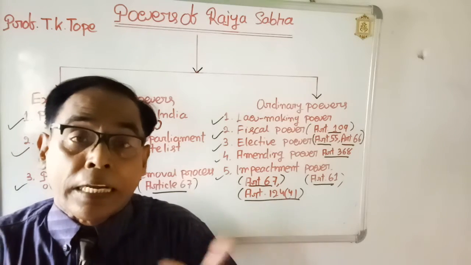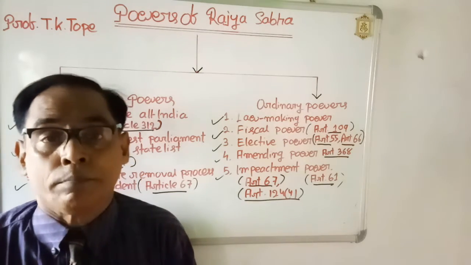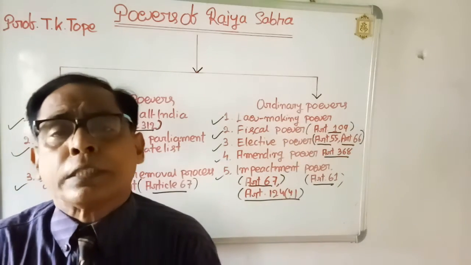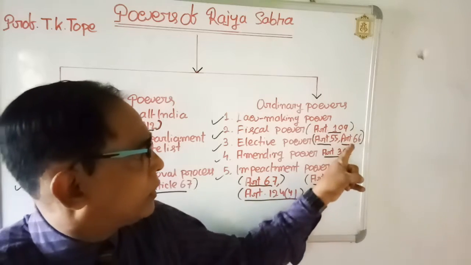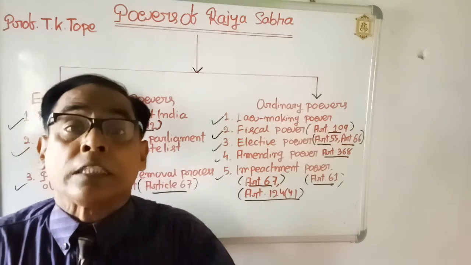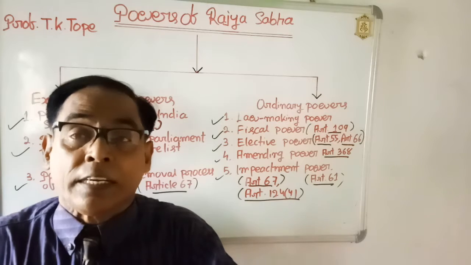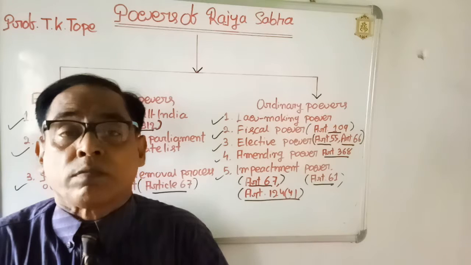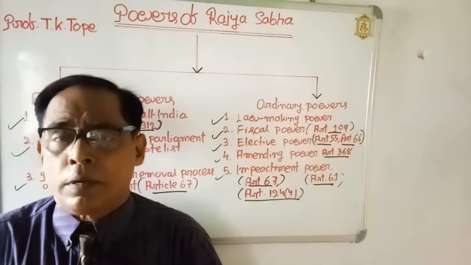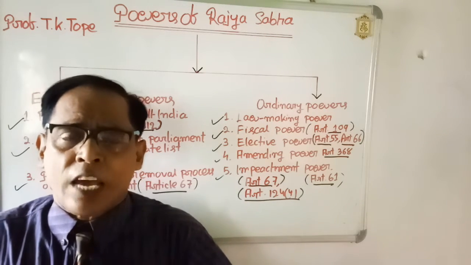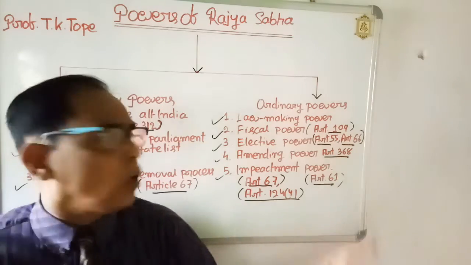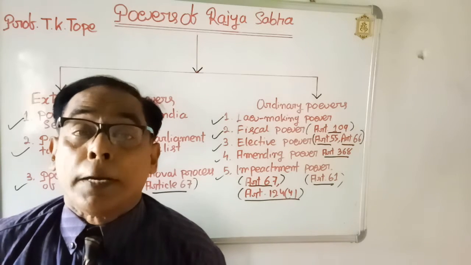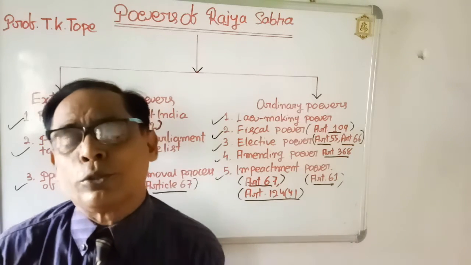Whenever the President of India has to be elected under Article 55, and whenever the Vice President has to be elected under Article 66, members of Rajya Sabha participate in the election process. If members of Rajya Sabha did not participate in the election of the President under Article 55 and the Vice President under Article 66, the election process could not be completed. Okay, my viewers?